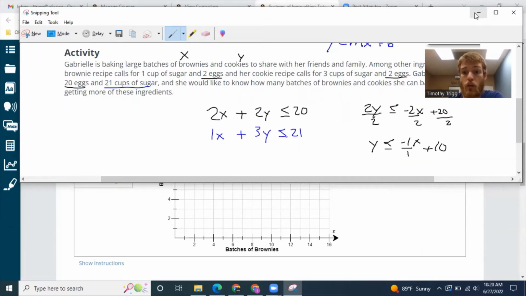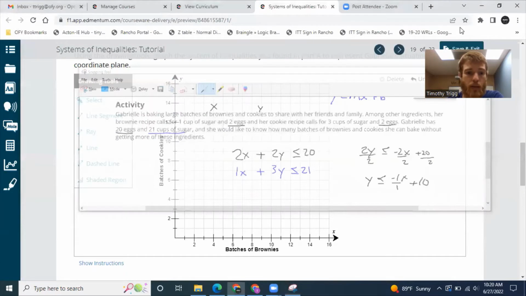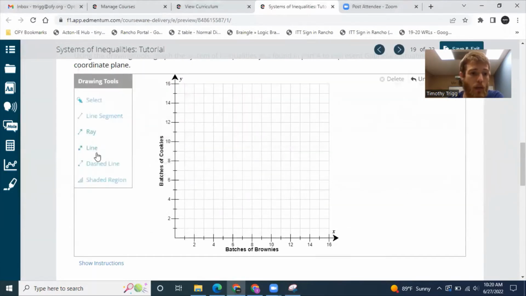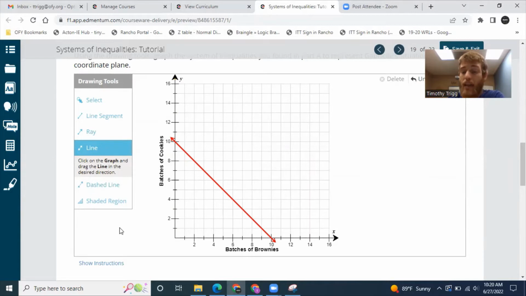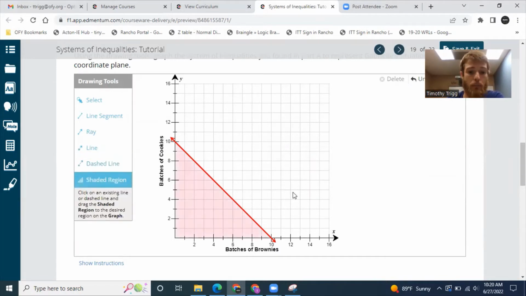So let's graph that inequality: y is less than or equal to negative 1x plus 10. Since it was an or equal to, we would use a solid line. Our y-intercept is 10, and we go down 1 over 1. Since it was y is less than or equal to, would we shade above this line or below? Since it's less than or equal to, we would shade the region below. So there's your first inequality.